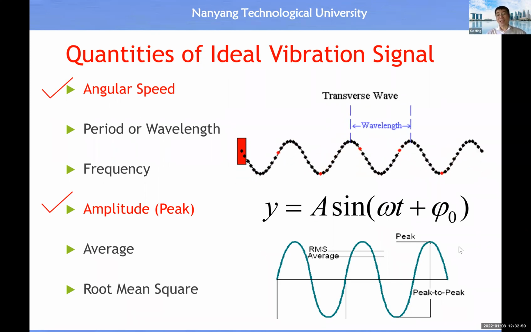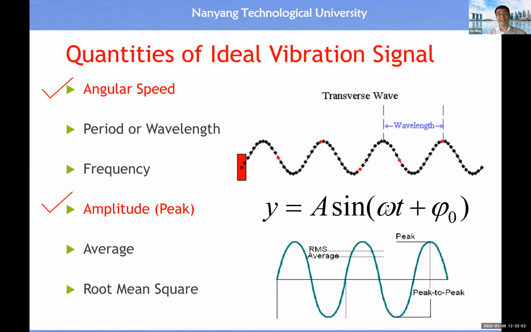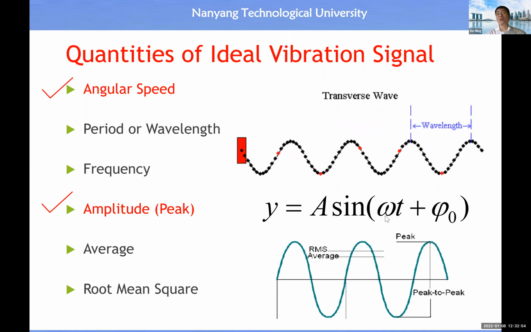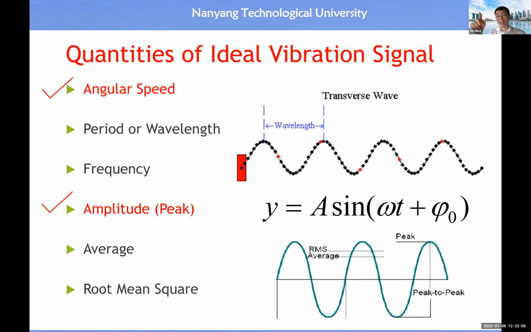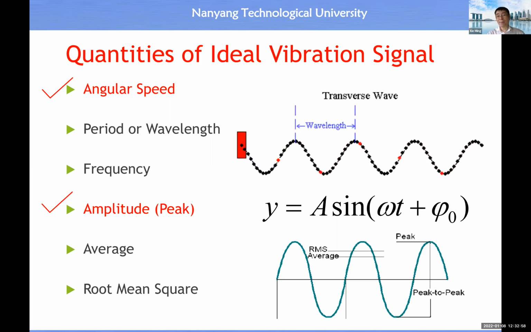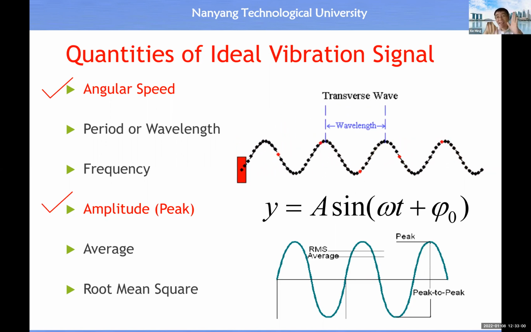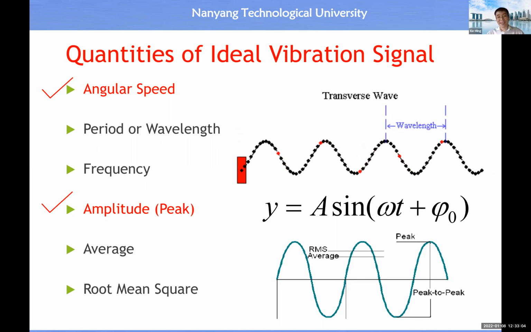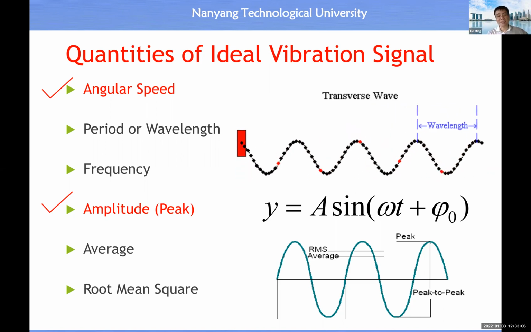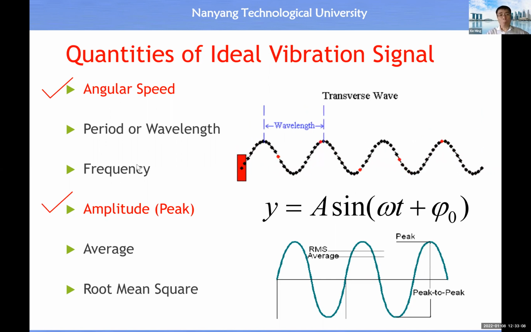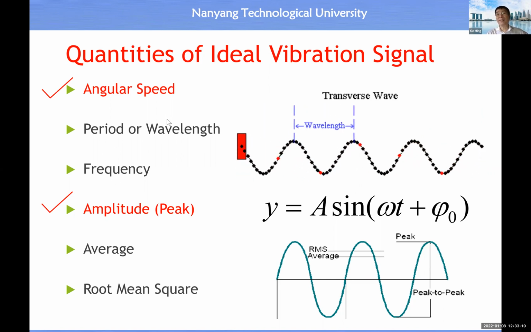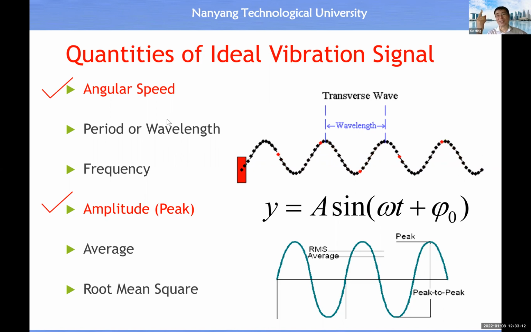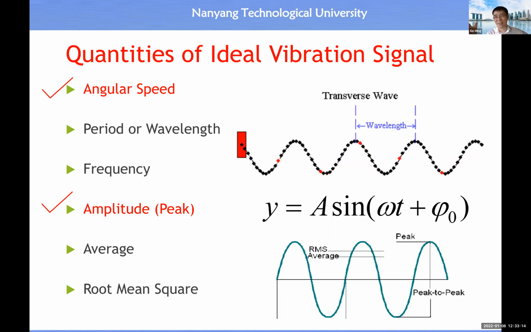First one is related to omega. Then we know omega is also related to frequency. Omega equals 2 pi f. And f is related to the period. Then the period basically is a wavelength. So this is one set of parameters which are related. So we just need to study one, which is good enough.